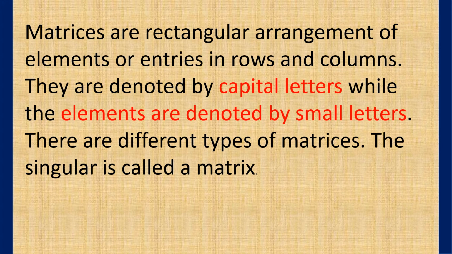What are matrices? Matrices are rectangular arrangements of elements or entries in rows and columns. Rows are horizontal arrangements, while columns are vertical arrangements. Matrices are denoted by capital letters, while the elements are denoted by small letters. Also, we have different types of matrices. Matrices is the plural, while matrix is the singular.